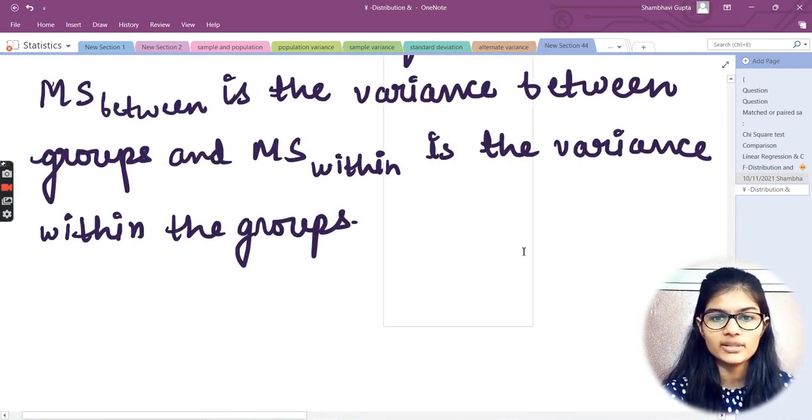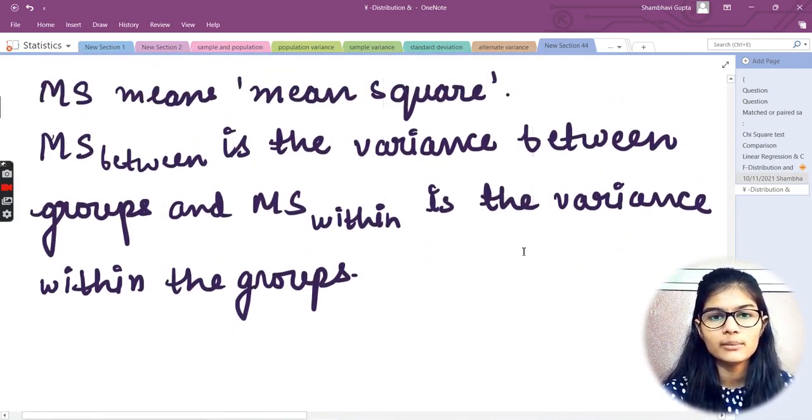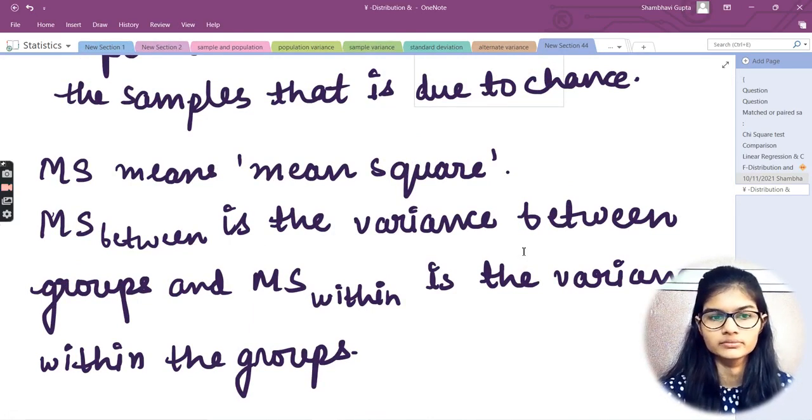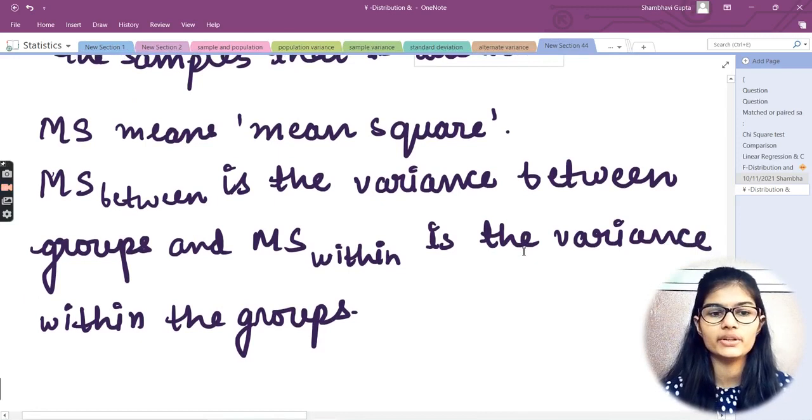What is the meaning of MS right here? MS means the mean square. So MS between is the variance between groups, and MS within is the variance within the groups, right?